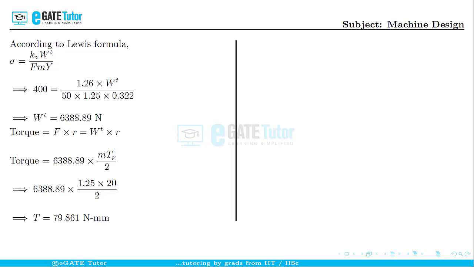So from this we know that power can be written as torque multiplied by angular speed of the pinion. So power is equal to 79.861 multiplied by 125.66. Simplifying this will give us power as 10.035 kilowatts.